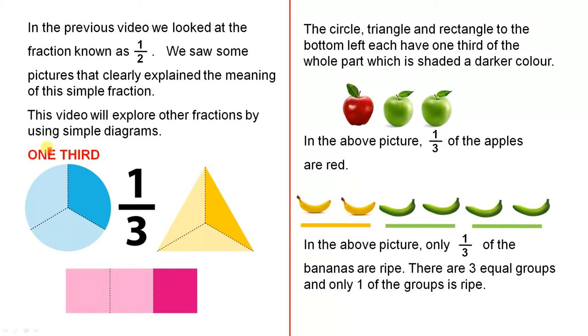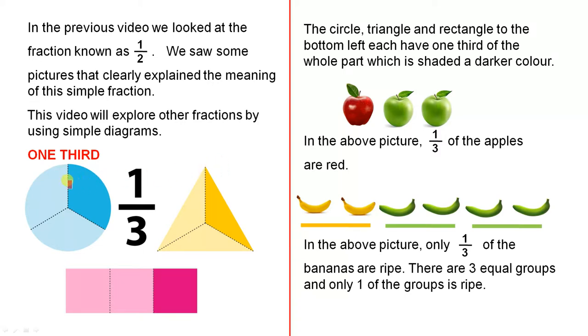Let's look at the fraction 1/3. That's how we write it in words. And it's 1 over 3. Remember, that's the numerator and the denominator. Let's see over here what that means. The circle, triangle, and rectangle to the bottom left, those three there, each have 1/3 of the whole part which is shaded a darker colour.